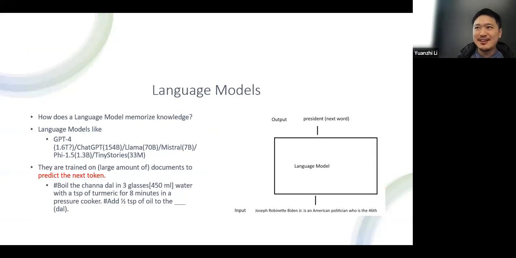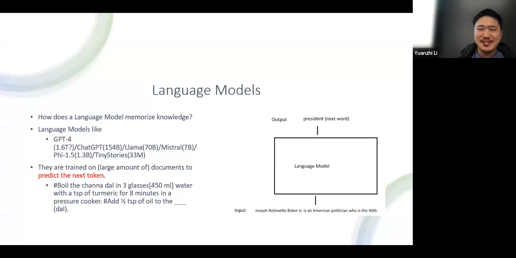Okay, cool. So what are language models? Language models are just models that take in some input that is part of a sentence, and then try to predict the next word in the sentence. For example, you give an input like "Joe Biden is the American politician who is the 64th", and the model will predict the next word, which is "president". You can keep applying this operation, and it keeps generating the next word after the next word. So this is a language model.